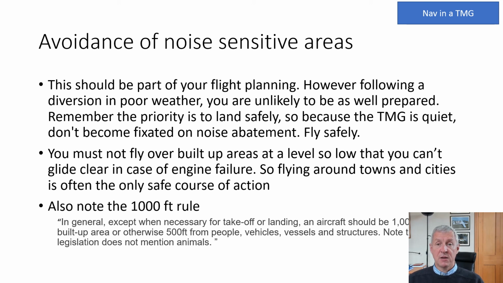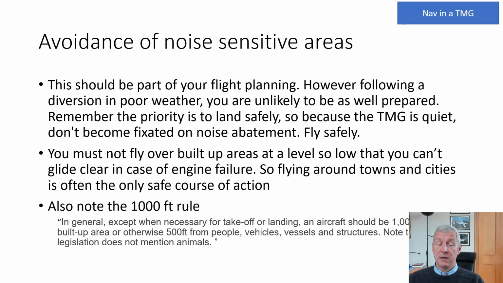Be careful a bit about noise sensitive areas. That ought to have been part of your flight planning, but following a diversion in poor weather, you're less likely to be so well prepared. Remember, the priority is to land safely, and the TMG is fairly quiet, so don't worry too much about it. The focus is on flying safely. However, you mustn't fly over built-up areas at a level so low that you can't glide clear in case of an engine failure. So flying around towns and cities is often the only safe course of action.